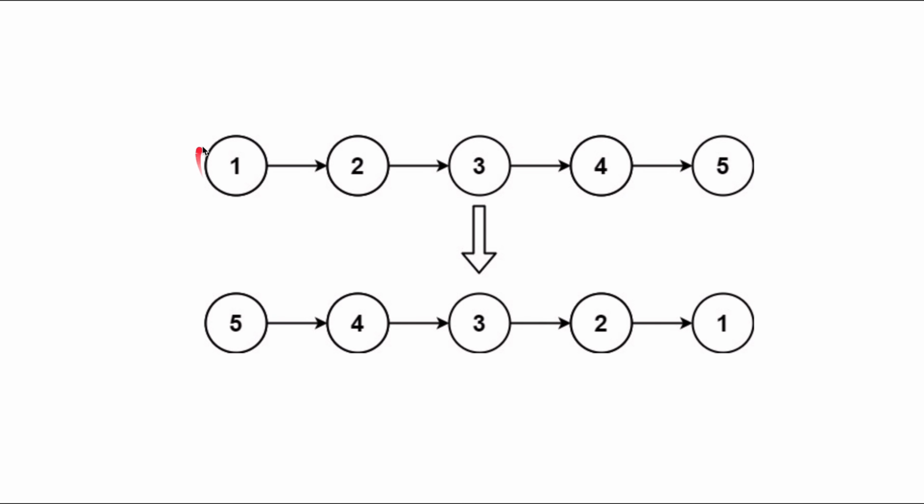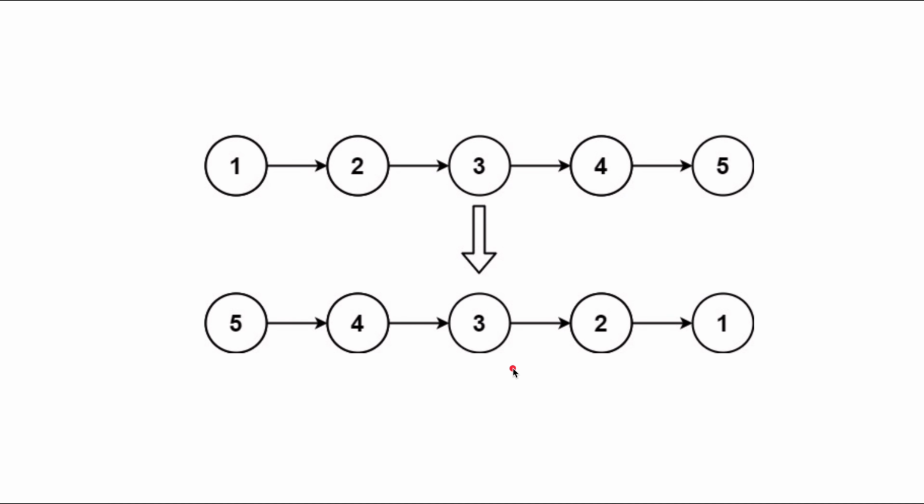So a linked list contains multiple nodes. Each node is connected by a link, and this link is connecting one node to other nodes, right? And if there is no node next, it means it is null, right? So we have to reverse it and show it like this.